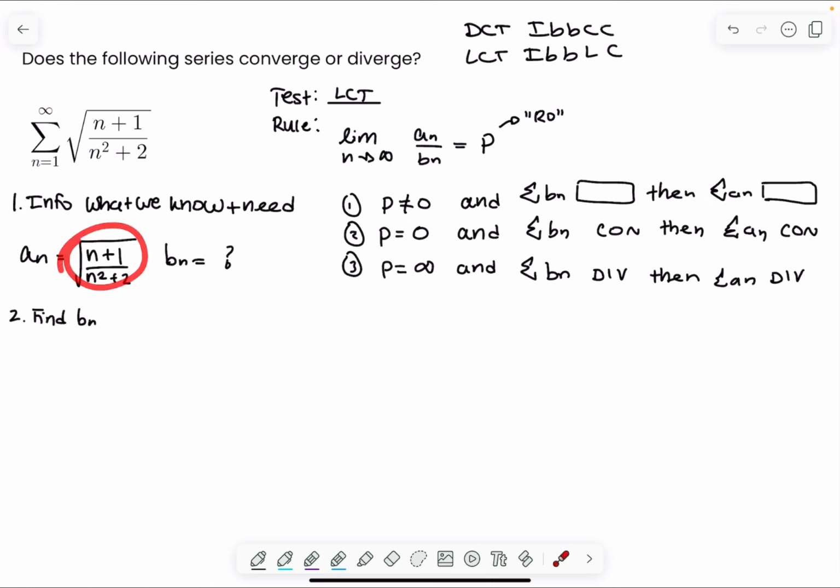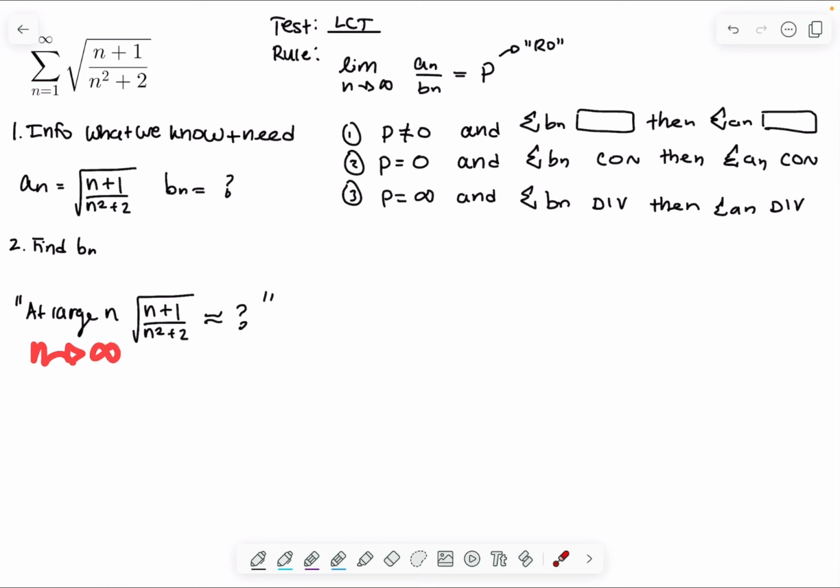We take our given sequence, and we ask ourselves, at large n, so when n is really big, what becomes insignificant? As n approaches infinity, adding a plus 1 to infinity and adding a plus 2 to infinity is not really going to do anything. So it's really insignificant. The 1 and the 2 are going to go away. So I would say that at large n, this becomes the square root of n over n squared. And that is your b of n.